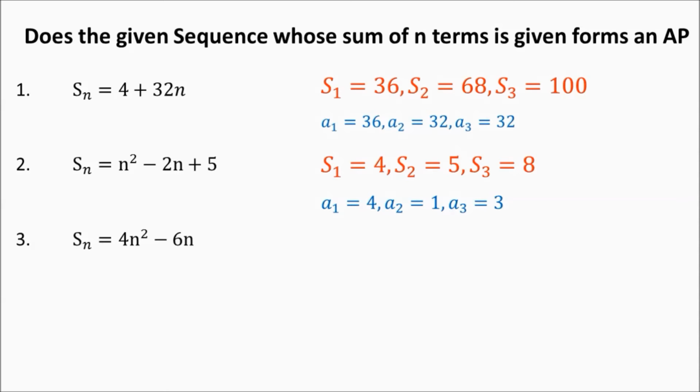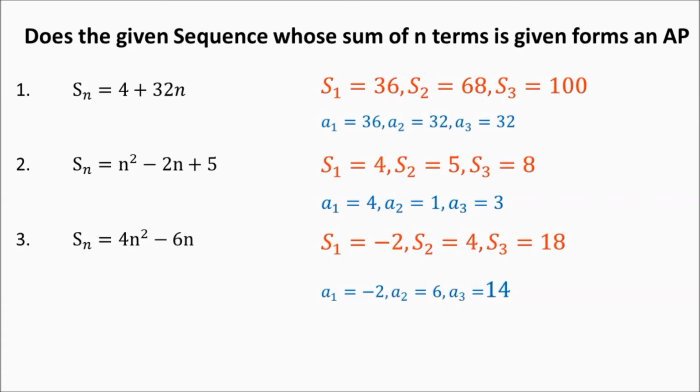In the last case, if I put n equals 1, 2 and 3, I'll get the sum of 1, 2 and 3 terms. And these are minus 2, 4 and 18 respectively. The first term is nothing but S1, the second term is S2 minus S1, which is 6, the third term is S3 minus S2, which is 14. And yes, the common difference is the same. In the last case, the common difference is 8 in all consecutive terms. Hence, the last one forms an arithmetic progression. So amazing. The first two are not arithmetic progressions and the third one is.